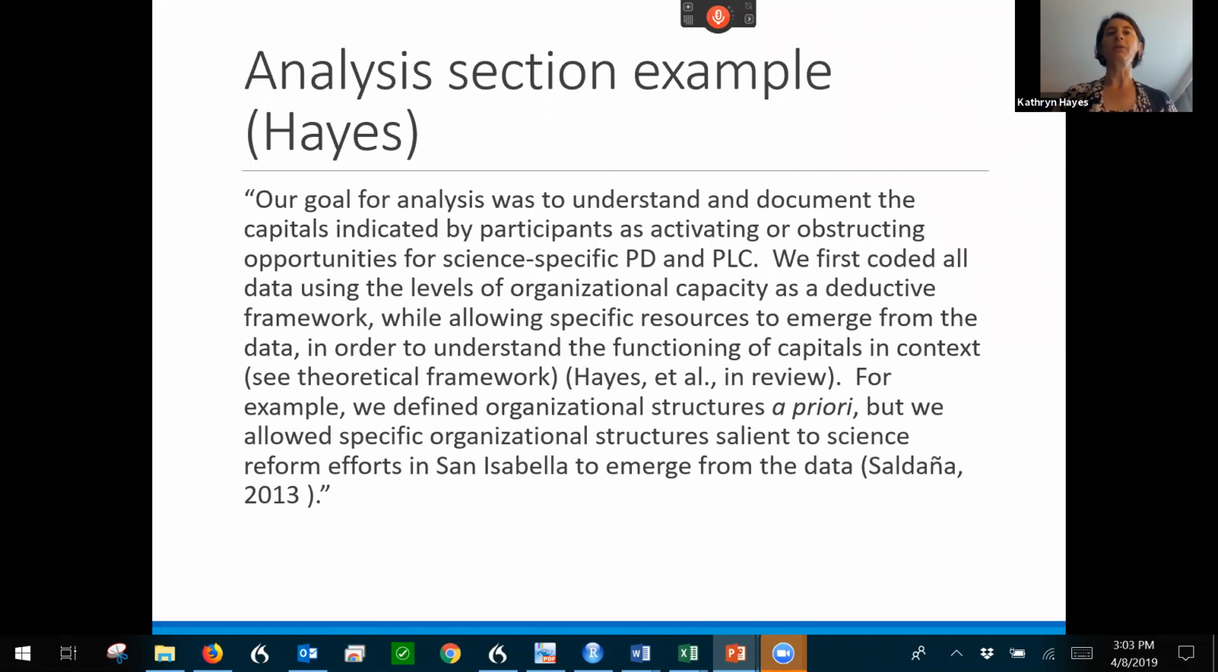For example, we defined organizational structures a priori, which is this annoying philosophy term that essentially means we defined it beforehand, but we allowed specific organizational structures salient to science reform efforts to emerge from the data. So I'm kind of repeating what I said in the sentence before, but I'm giving an example. I'm getting a little more specific.